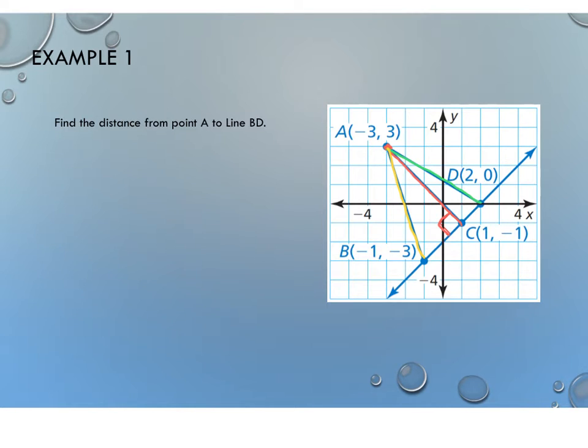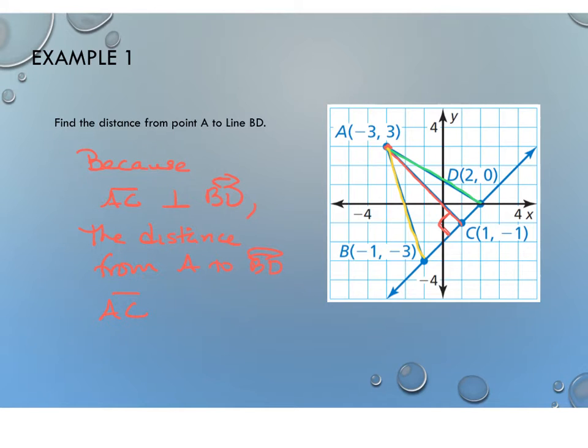And the reason why I know that is because AC, let me write that in here. Because AC, that segment, is perpendicular to BD, the distance from A to BD is going to be segment AC. Now, in order to find how long this distance is, I need to bring back the distance formula.